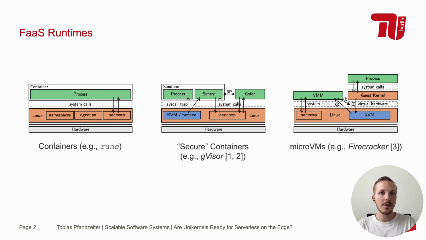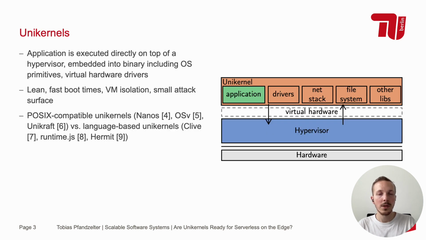But there's a different kind of isolation mechanism as well, called unikernels. In unikernels, your applications are executed directly on top of a hypervisor without an operating system between. Instead, you have operating system primitives, hardware drivers, and file systems directly embedded into your binary. And that runs on a hypervisor without the need for additional layers between that. That gives you a lean image, fast boot times, VM levels of isolation, and a small attack surface, which is great for security.